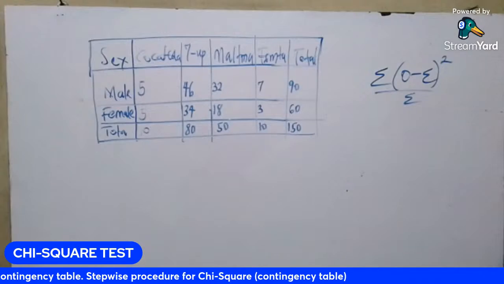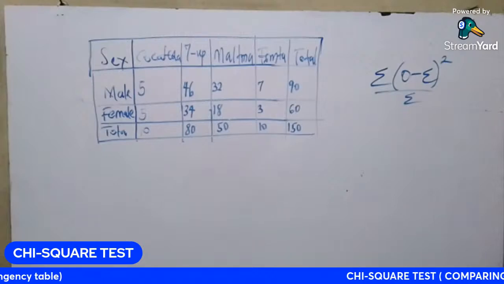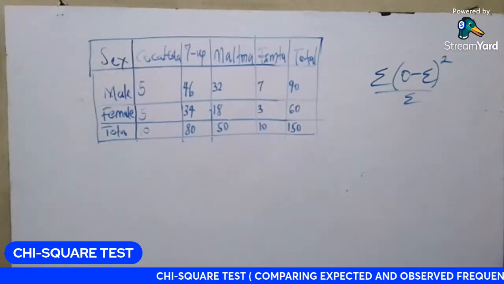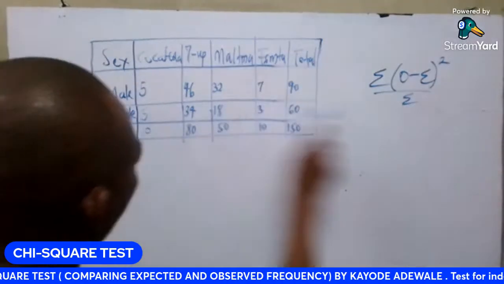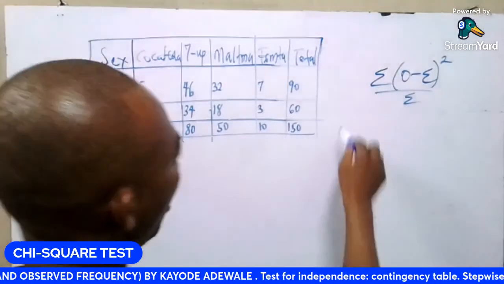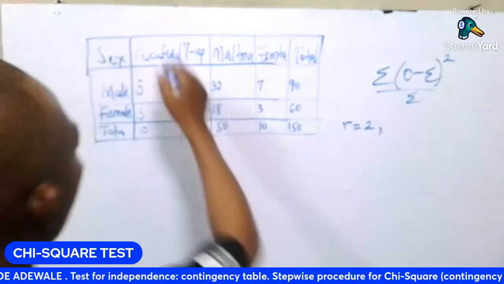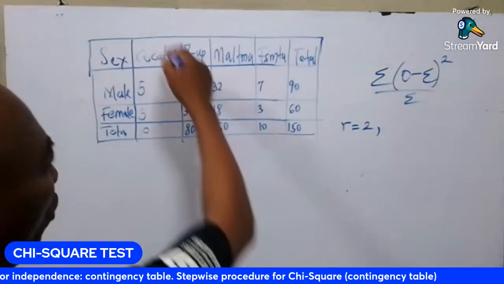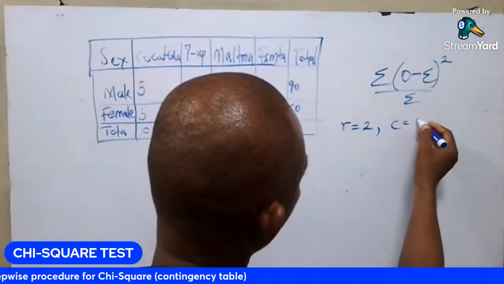When we look at this, you will see that there are just 2 rows, talking about the male and female. That is the row, 1 and 2. So our R, which is the row, equals 2, and our column is about 4 products: 1, 2, 3, 4, so our column equals 4.